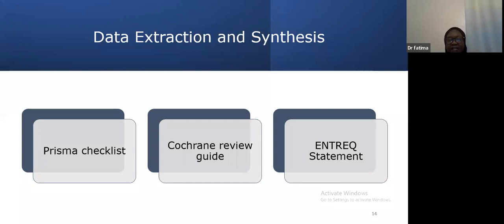So these are some checklists or formats that you could use to synthesize qualitative data. You can use the PRISMA checklist. There's a Cochrane review guide. And then there is ENTREQ, which is enhancing transparency in reporting the synthesis of qualitative research. So you can use all of these. They have a checklist, a guide that you can use for the information you need in primary studies, what you need to extract to give you rigorous or sufficient data that you could use for your qualitative evidence synthesis.